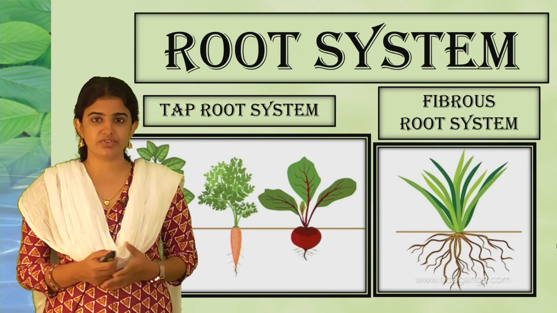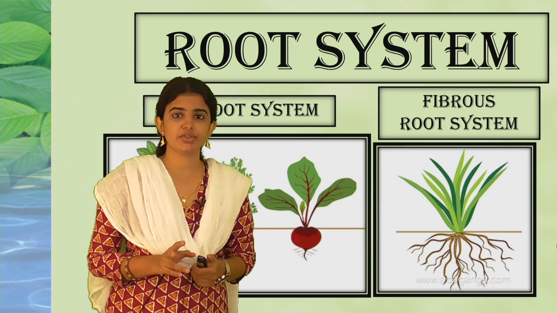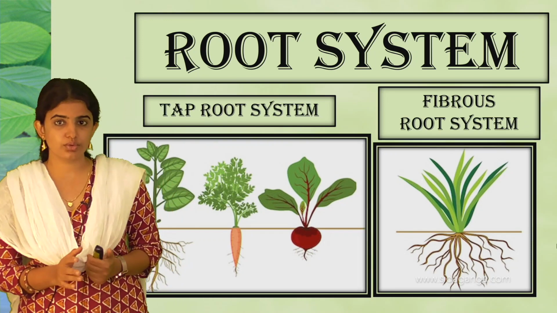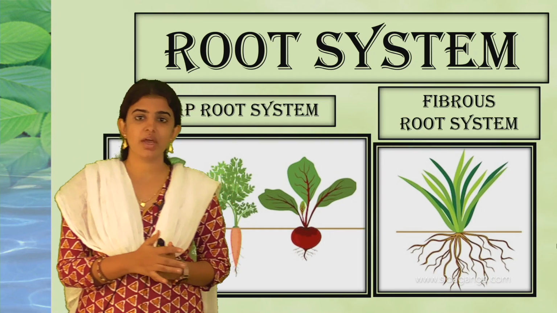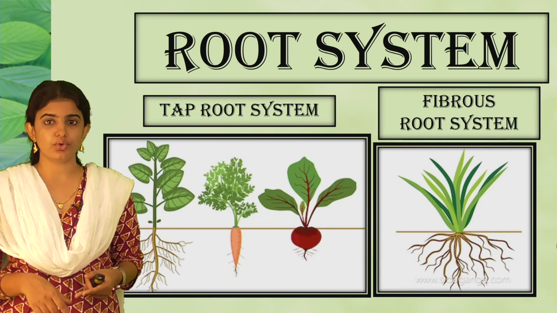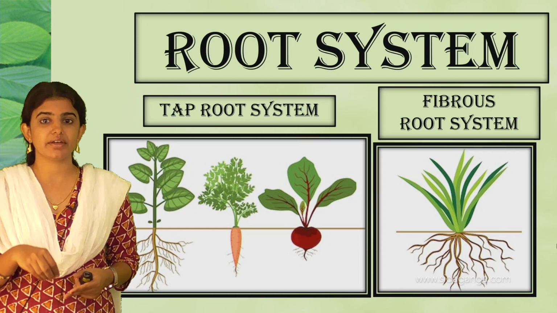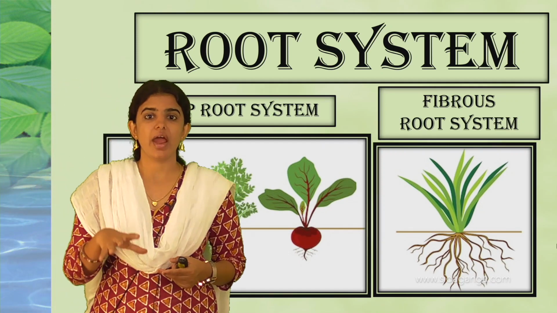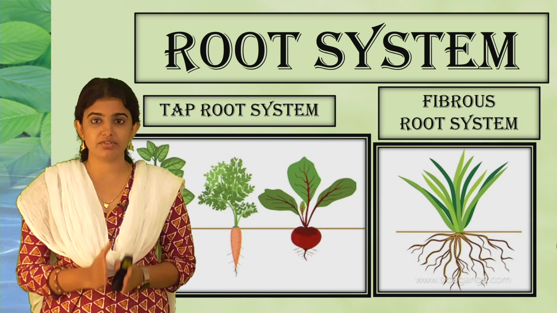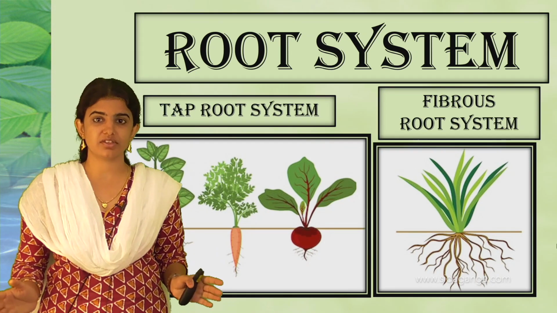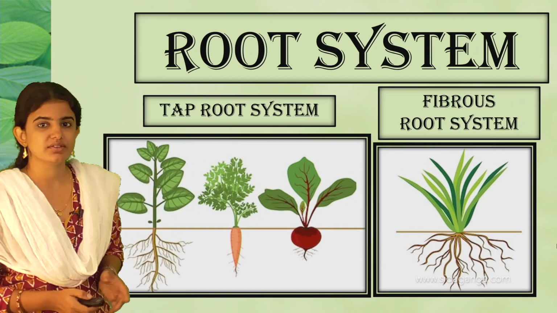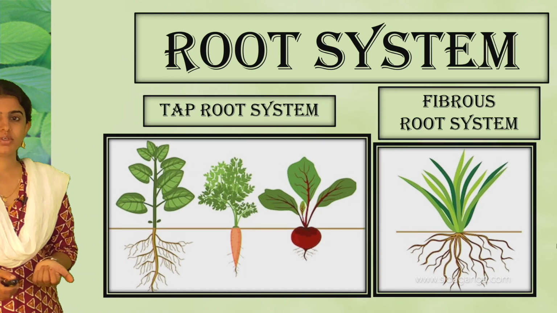Next one is the root system. See, roots are divided into two parts. One is the taproot and another one is the fibrous root. Taproot has the main root which elongates and goes deep into the soil, and it is firmly fixed into the soil, and this main root has branch-like structures called lateral roots, which are attached to the main root, and this is the example for the taproot.